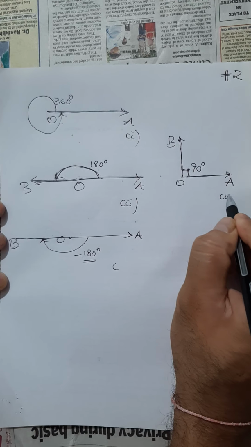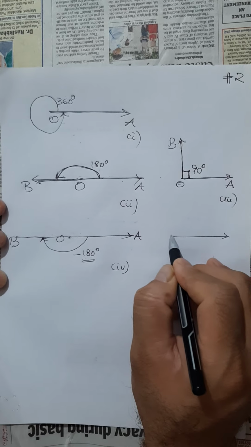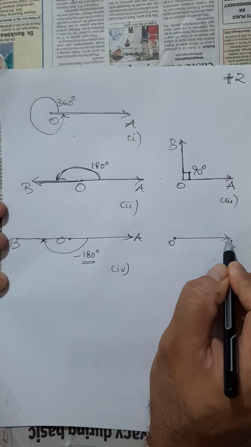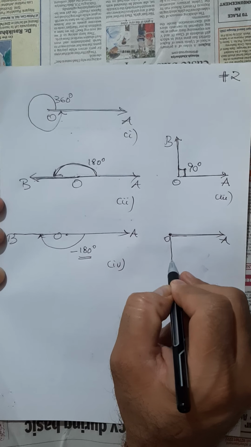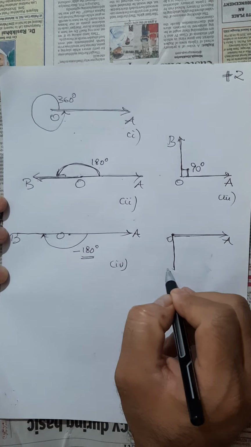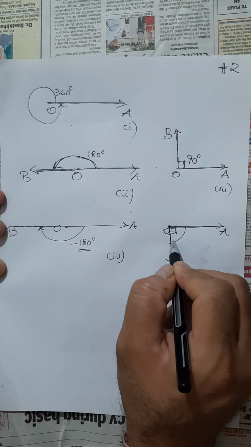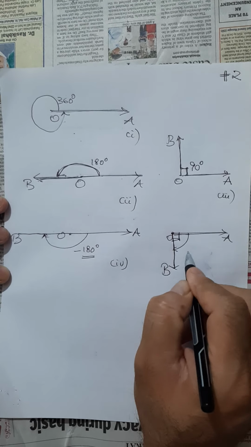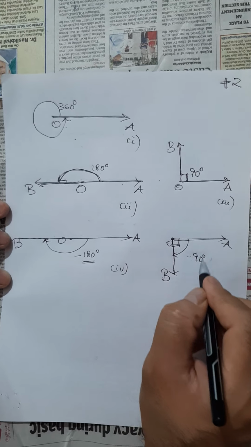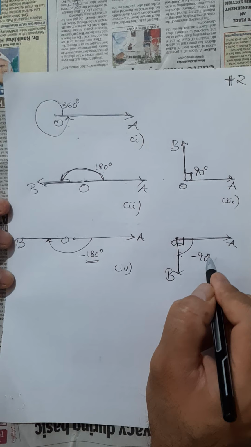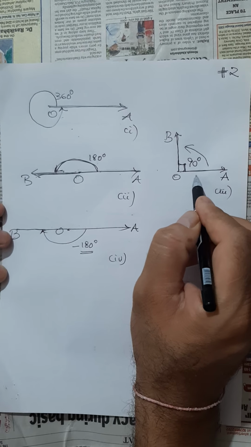This is the third example. This is the fourth example, minus 180 degree. This is OA. If I take half of this rotation, this one is of course 90 degree, but we are moving in this direction. So this is minus 90 degree. Remember, when you move in clockwise direction, then negative angle should be used. When you move in anti-clockwise direction, then positive angle is used.